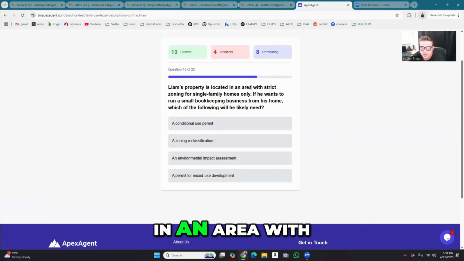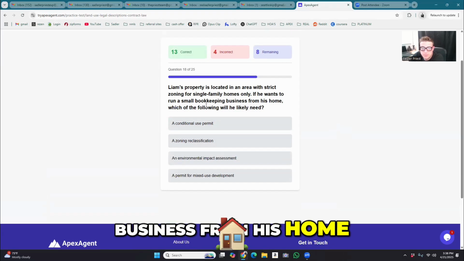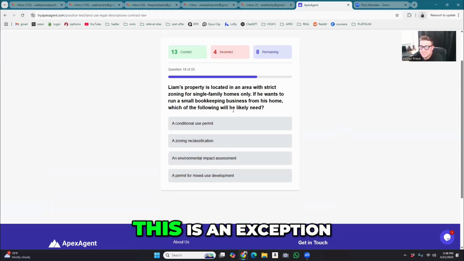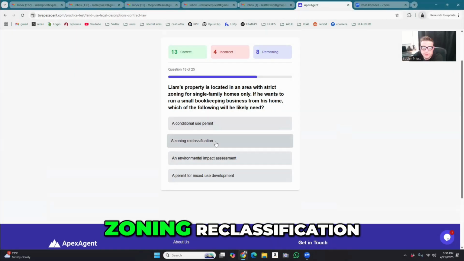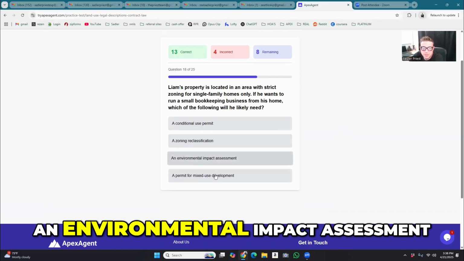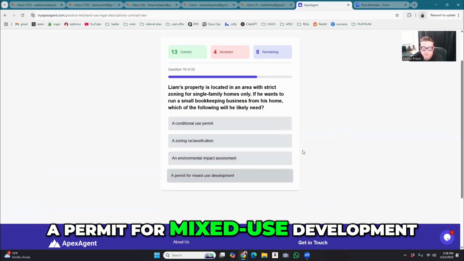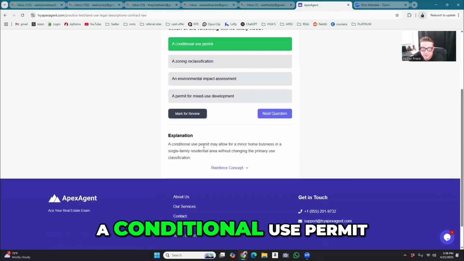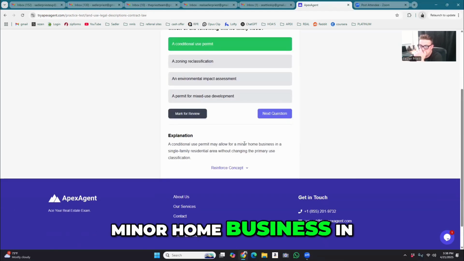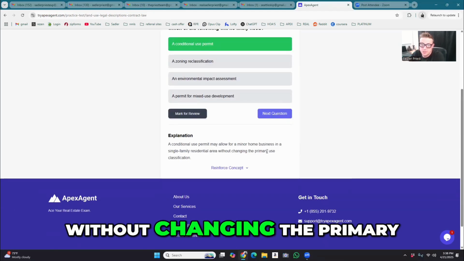Liam's property is located in an area with strict zoning for single-family homes only. If he wants to run a small bookkeeping business from his home, which of the following will he likely need? This is an exception. A conditional use, a zoning reclassification, an environmental impact assessment, a permit for mixed use development. A conditional use, because he's conditionally using it. A conditional use permit may allow for a minor home business in a single family residential area without changing the primary use classification.